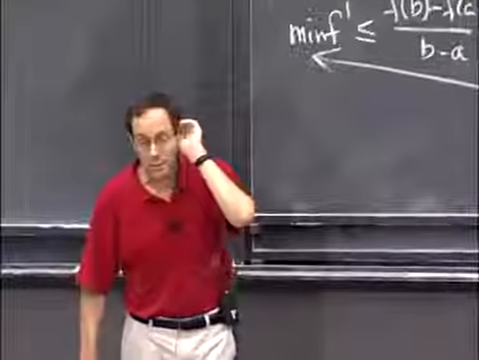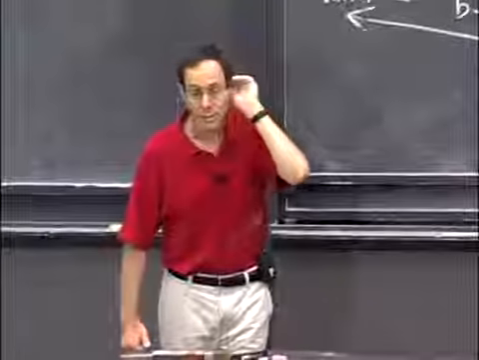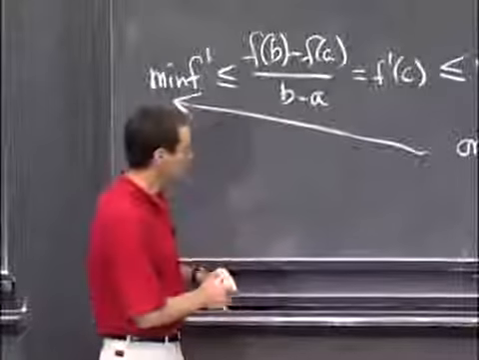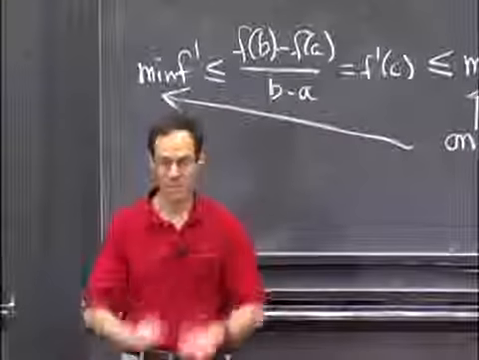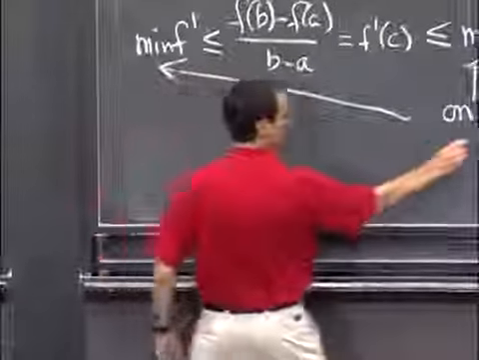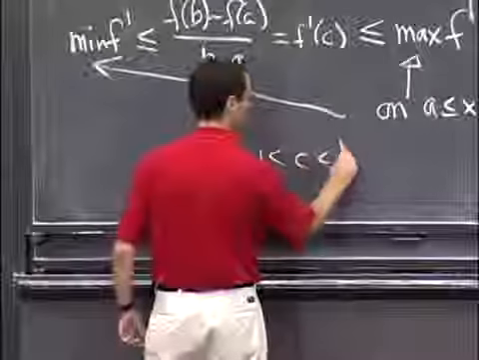Sorry, say that again. If you're asked for a specific c, you have to find a specific c, and it has to be in the range in between. It has to be in here.